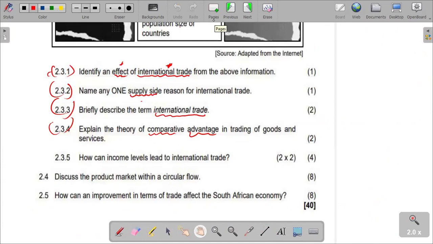So let's move on to the next question. How can economy levels lead to international trade? Sorry, how can income levels, the amount of money people get, not economy, guys, excuse my mistake. How can income levels lead to international trade?